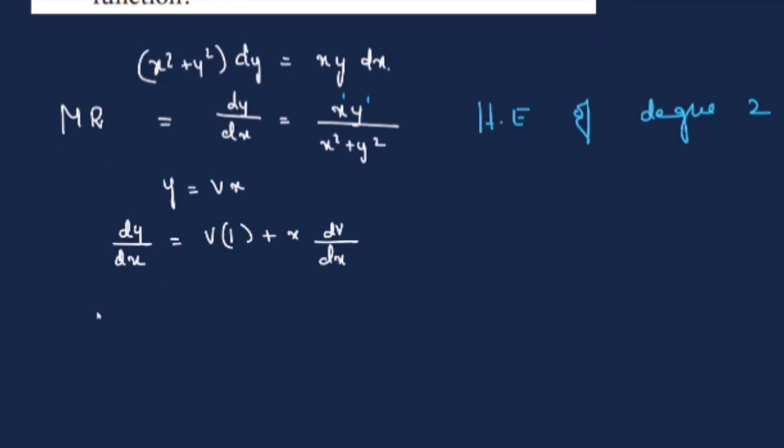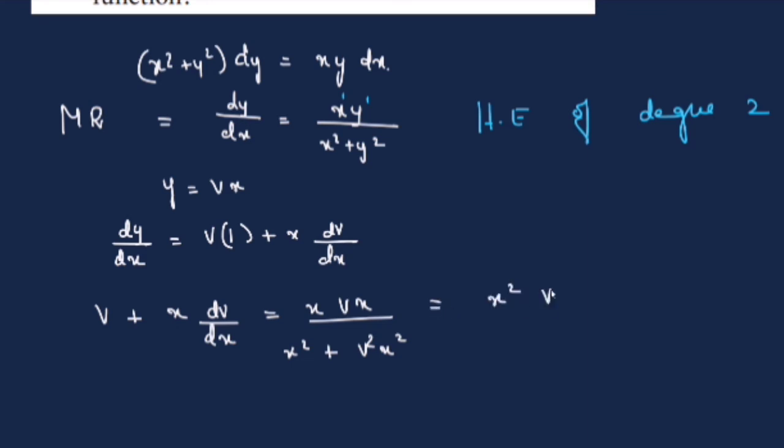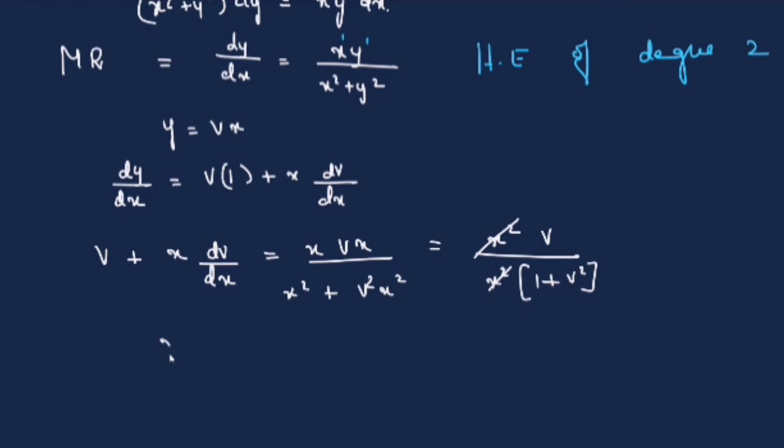So this will become now v plus x into dv by dx is equal to x into, wherever you have y, put vx, divided by x square plus y square, which is v square x square. So take out x square outside, into v divided by x square into 1 plus v square. So cancel this. So we have now x into dv by dx is equal to v by 1 plus v square minus v.